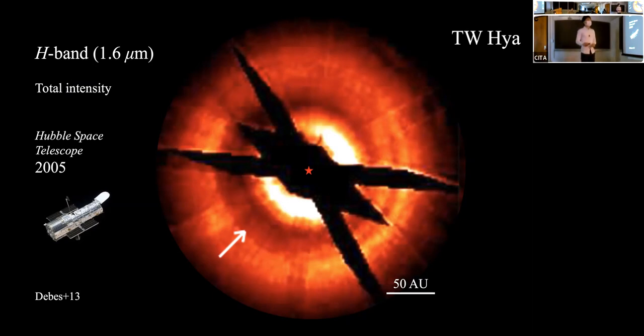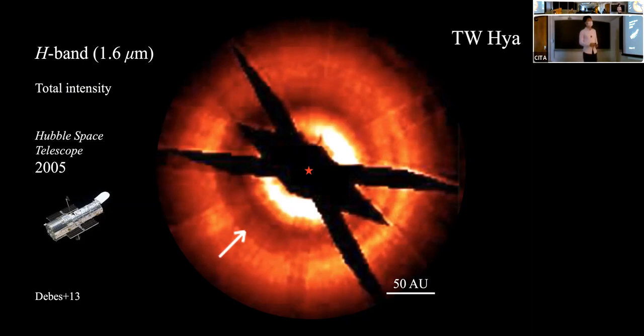At this short wavelength, we're looking at starlight being scattered by small dust, micron-sized or smaller, in the disk. In the disk, we see a gap at 8 AU away from the star, shown by the scale bars here. The primary difficulty in imaging disks at those short wavelengths is how do you suppress light from the central star?